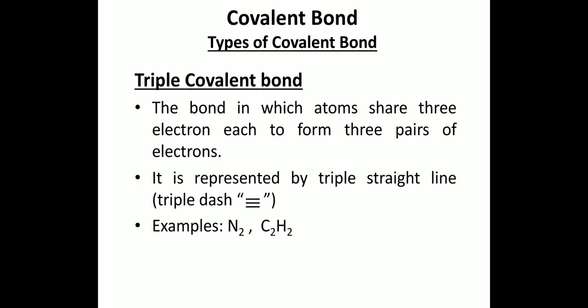The bond in which two atoms share 3 electrons each to form 3 pairs of electrons makes a triple covalent bond. It is represented by 3 lines. Examples are nitrogen molecule and ethene, and we describe the triple covalent bond with the help of an example, that is nitrogen.